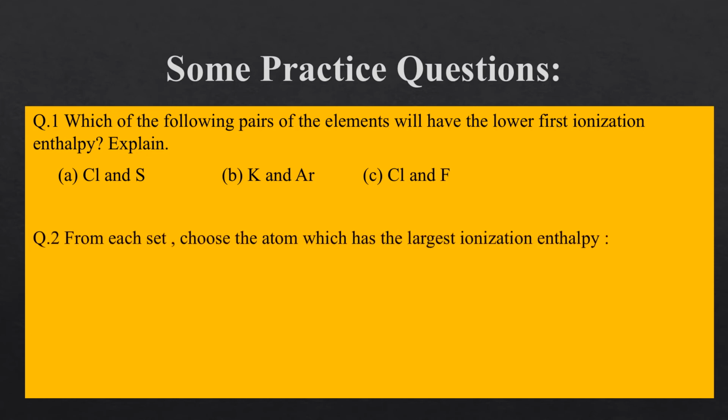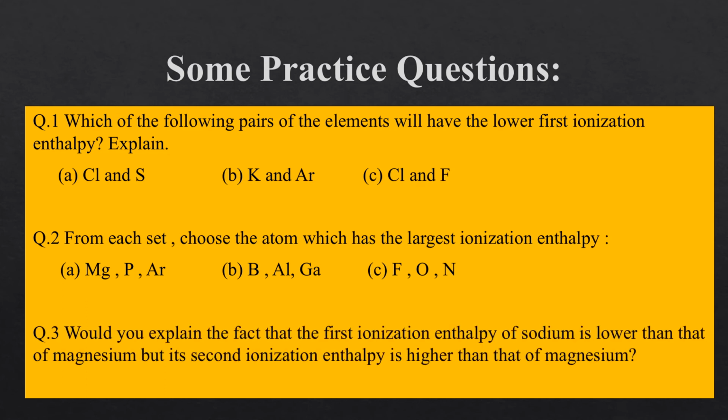Second is, from each set choose the atom which has the largest ionization enthalpy, and these are three sets in which you have to choose the atom. From set A you have to choose one atom which has the largest ionization enthalpy, similarly from B and similarly from C as well. Question third, would you explain the fact that the first ionization enthalpy of sodium is lower than that of magnesium, but its second ionization enthalpy is higher than that of magnesium? So these are three questions.